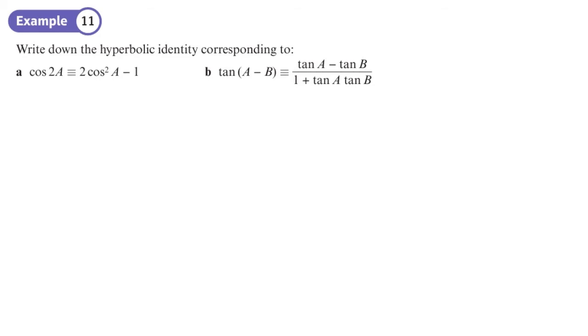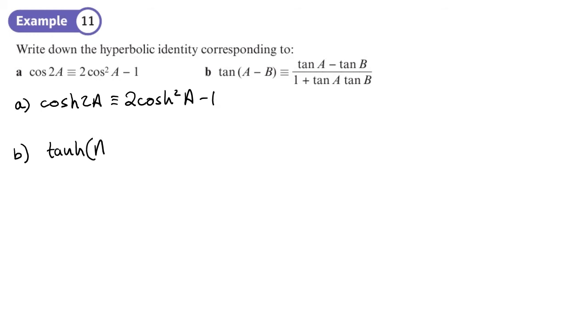Write down a hyperbolic identity relating to, so we just apply Osborn's rule if we need to. So, oh well, we do need to. So first of all, let's just replace cos with cosh. Now, do I have any product or implied product of sines? No, so that stays as it is. Second one, we replace tan with tanh, like this. That's step number one.